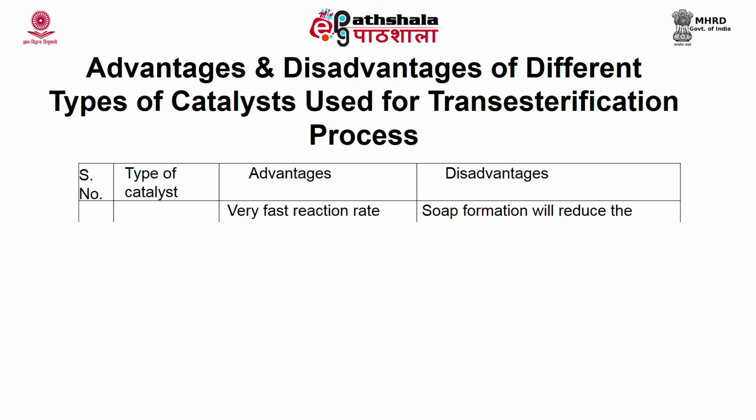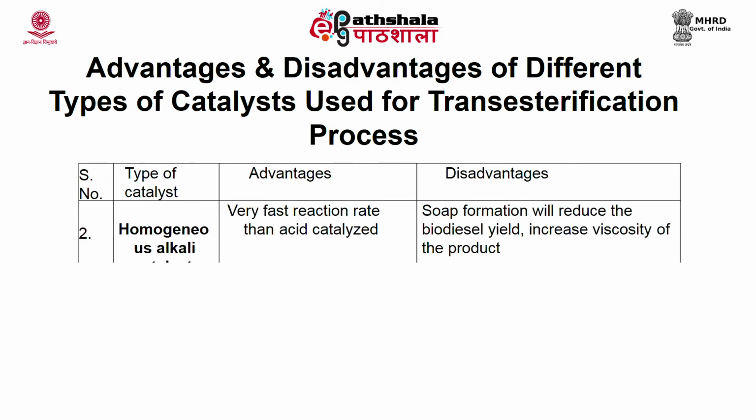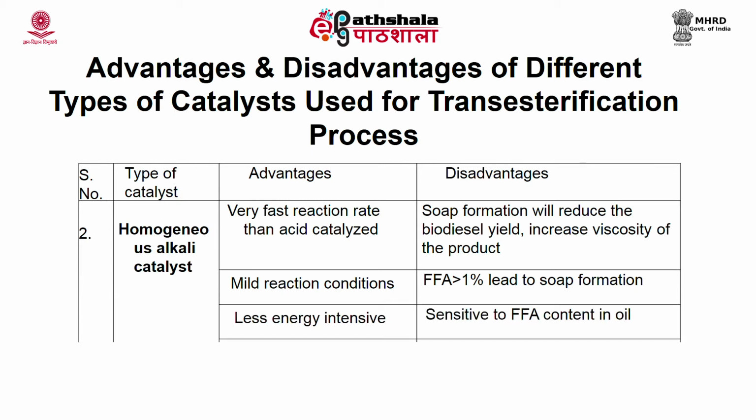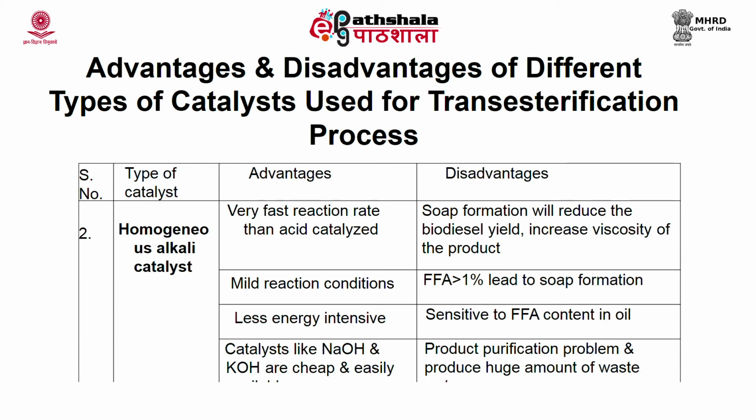In the case of the homogeneous alkali catalyst, it has a very fast reaction rate, mild reaction conditions are required, and it is less energy intensive. Catalysts like sodium hydroxide and potassium hydroxide are cheap and easily available. But soap formation will reduce the biodiesel yield and increase the viscosity of the product. An FFA greater than 1% leads to soap formation. It is sensitive to free fatty acid content in the oil, has product purification problems, and produces a huge amount of wastewater.